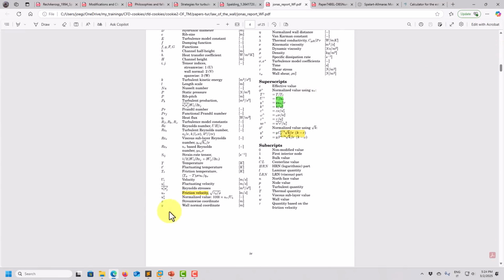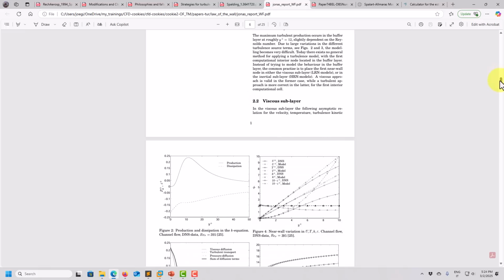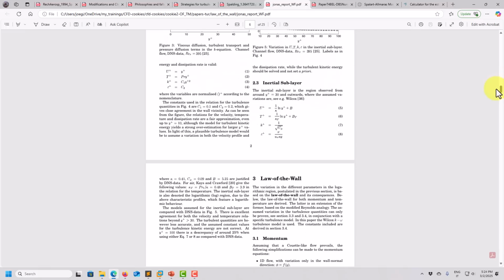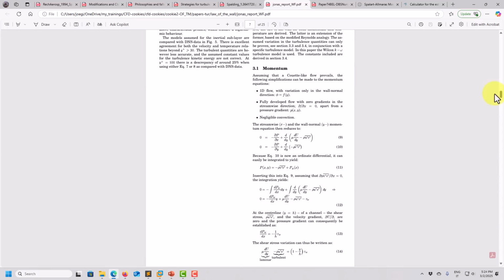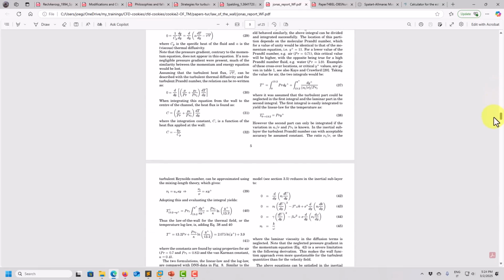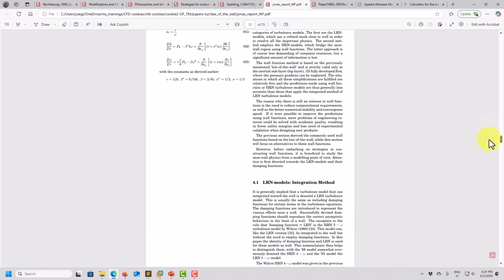Just to bring back and highlight a few things. Remember, this is your friction velocity or shear velocity. Then here the Y star and Y plus definitions. You can clearly see that you have different definitions for k-epsilon and k-omega. Very interesting paper. As you go down, you have all this validation that we have talked about during all these videos. But I want to go down here.